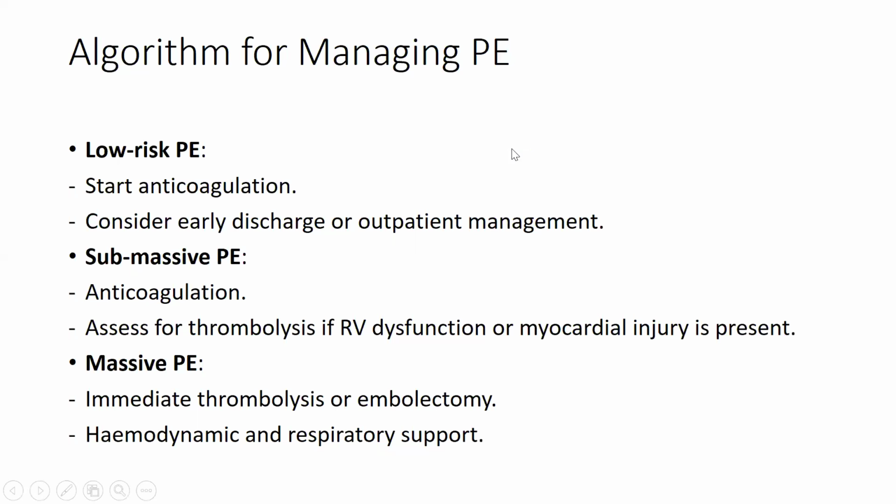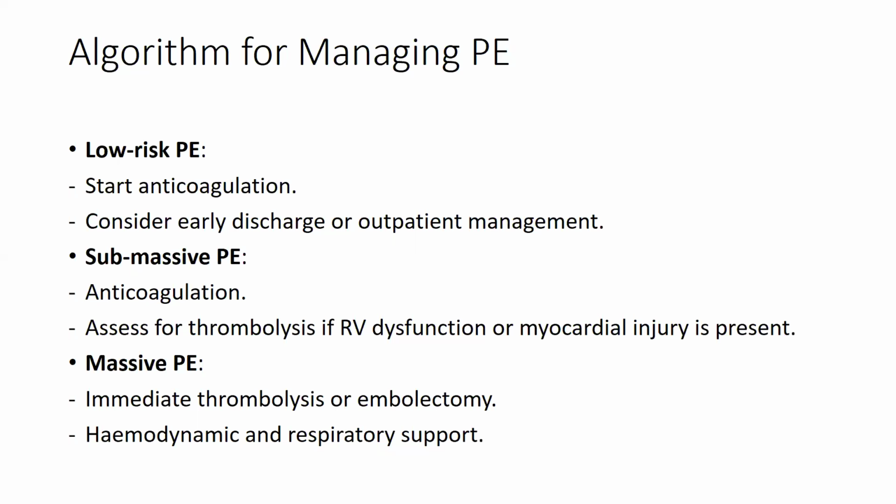Okay, the algorithm, all right? So low risk PE, start anticoagulation, and consider early discharge. You don't want to keep that patient in the ICU, continuing to immobilize. You want the patient to mobilize.